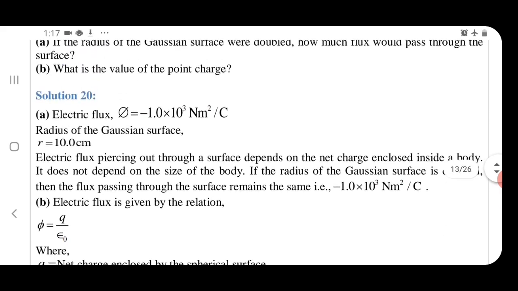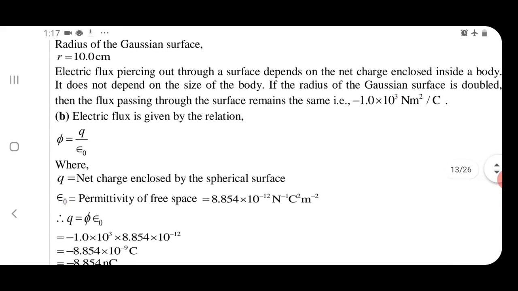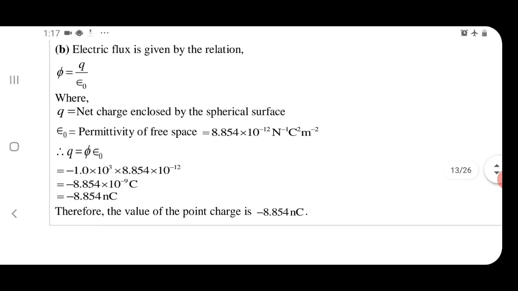Now coming to the B part, what is the value of the point charge? That part is very simple. You have to use Gauss's law, that is phi is equal to Q by epsilon 0, where Q is the net charge enclosed by the surface and epsilon 0 value you know. Just substitute and find and you will get the answer minus 8.854 into 10 raised to minus 9 coulomb. And that 10 raised to minus 9 coulomb can be written as nano coulomb. So that's the answer.